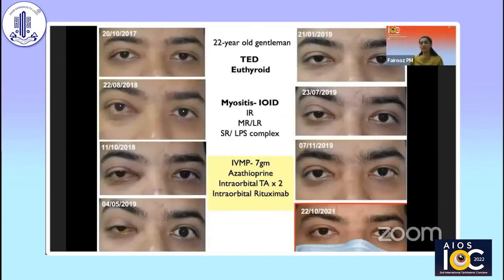This is a very interesting case that I really, really wanted to take you through. This patient presented in 2017, where initially he was diagnosed to have thyroid eye disease. He didn't have upper lid retraction or a lower lid retraction. The only thing that was evident was a medial rectus enlargement in radiology, and he was euthyroid.